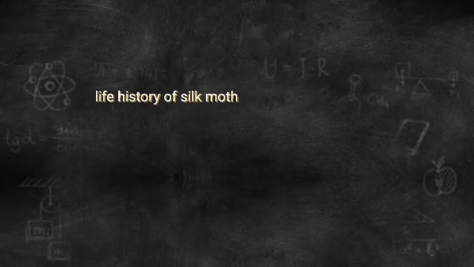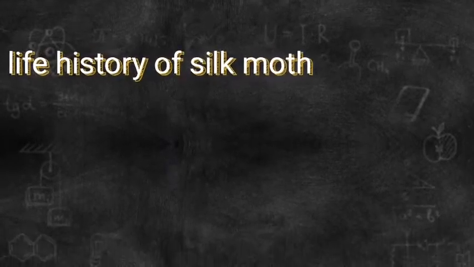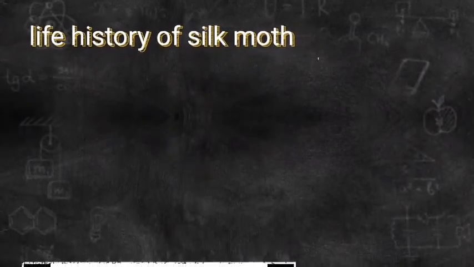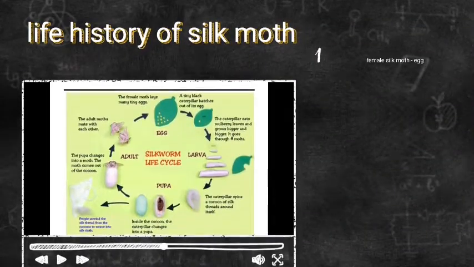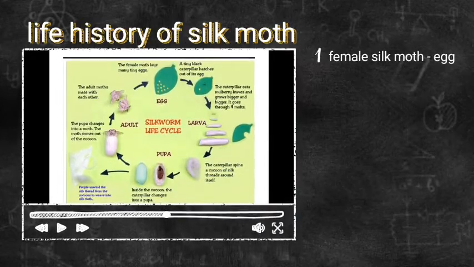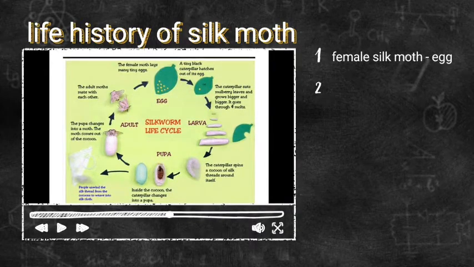Life history of silk moth. The female silk moth lays eggs, from which hatch larvae, which are called caterpillars or silkworms. They grow in size, and when the caterpillar is ready to enter the next stage of its life history, called pupa, it first weaves a net to hold itself.